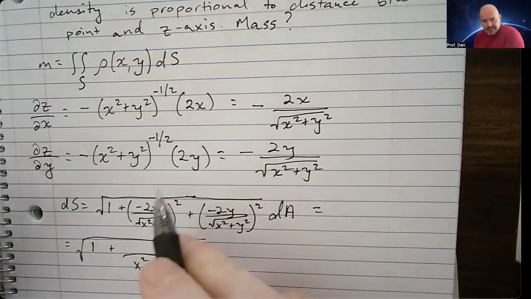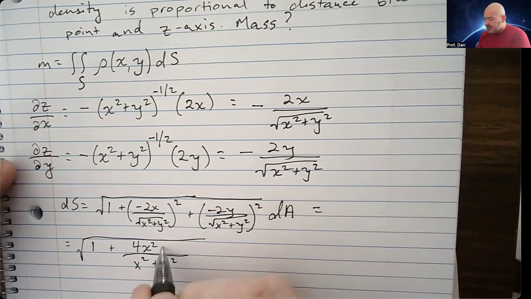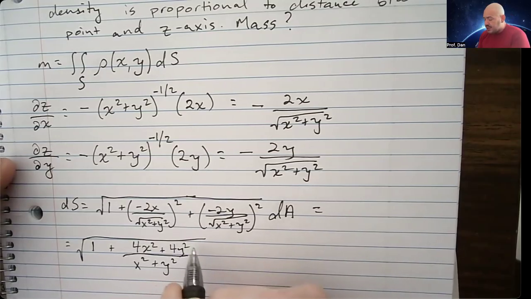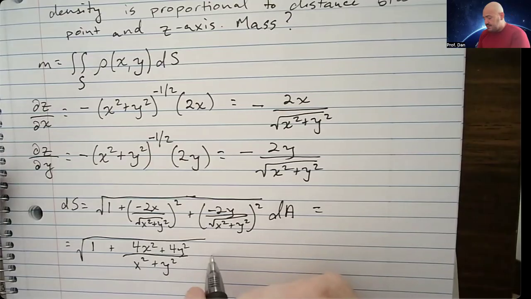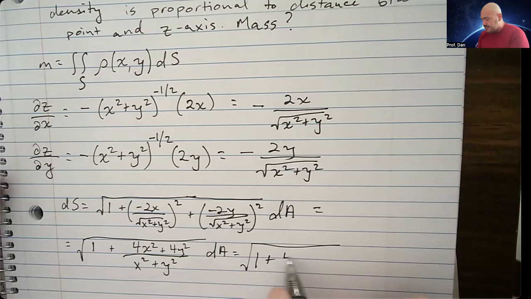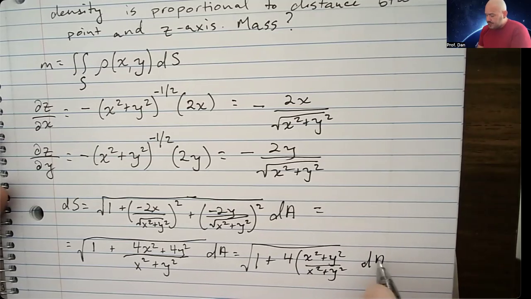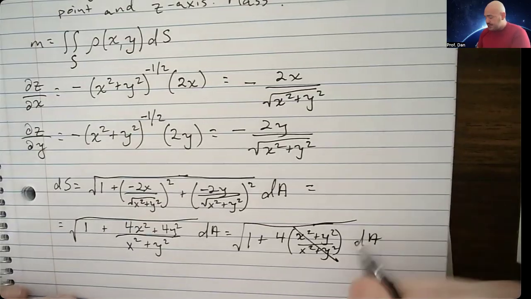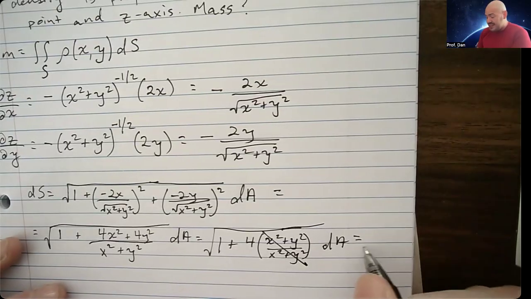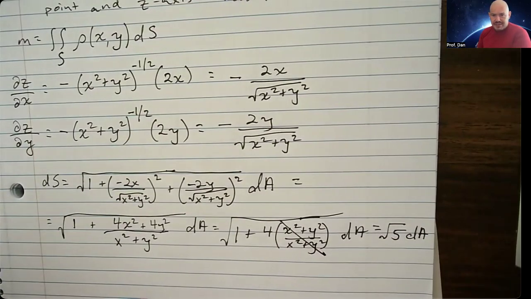Then when I square -2x, I get 4x squared. When I square -2y, I get 4y squared. I can factor 4 out. And when I factor that 4 out, my numerator is now the same as my denominator, which is pretty convenient because now I can just say that this is 1 and that my differential is the square root of 1 plus 4 dA, so the square root of 5 dA. So that turned out pretty nicely.